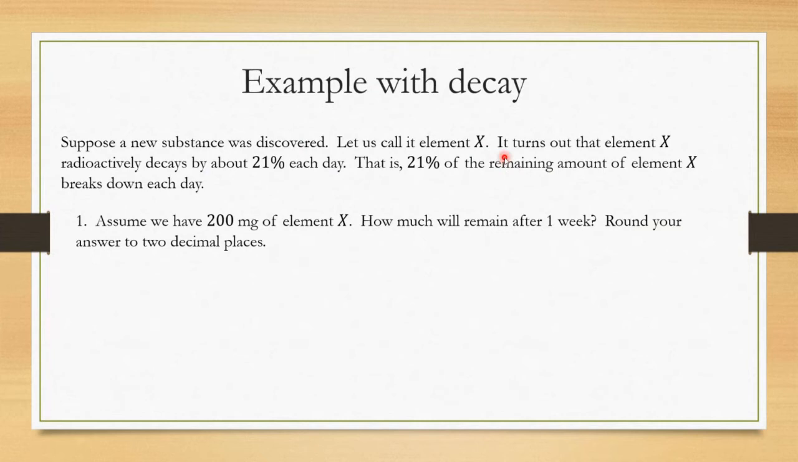Now it turns out I'm not sure how it works, the chemistry behind it or whatever, but it radioactively decays by 21% each day. And here I'm just saying what that means. After a day goes by, 21% of the amount you have is gone. It breaks down radioactively. So whatever amount you have, when the day ends, 21% of it will be gone. Let's suppose, for instance, we have 200 milligrams of this. Let's find out how much will remain after a week.